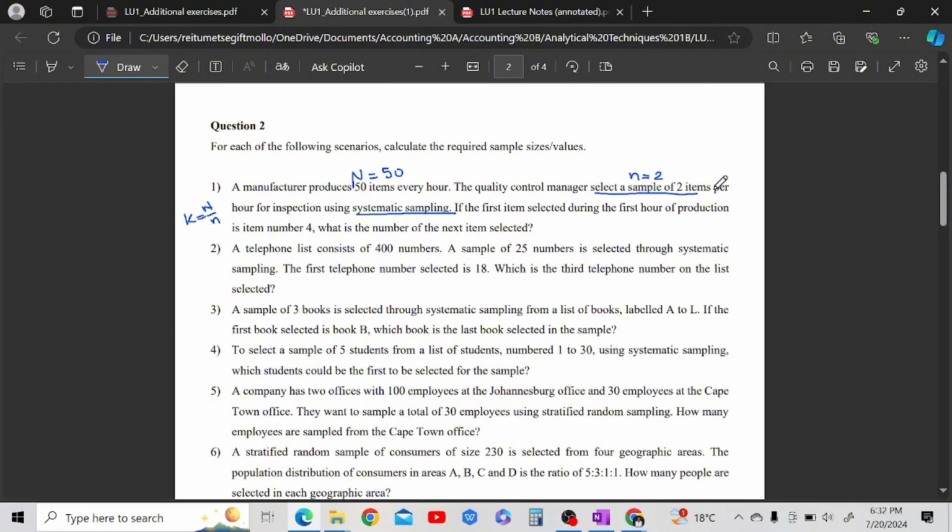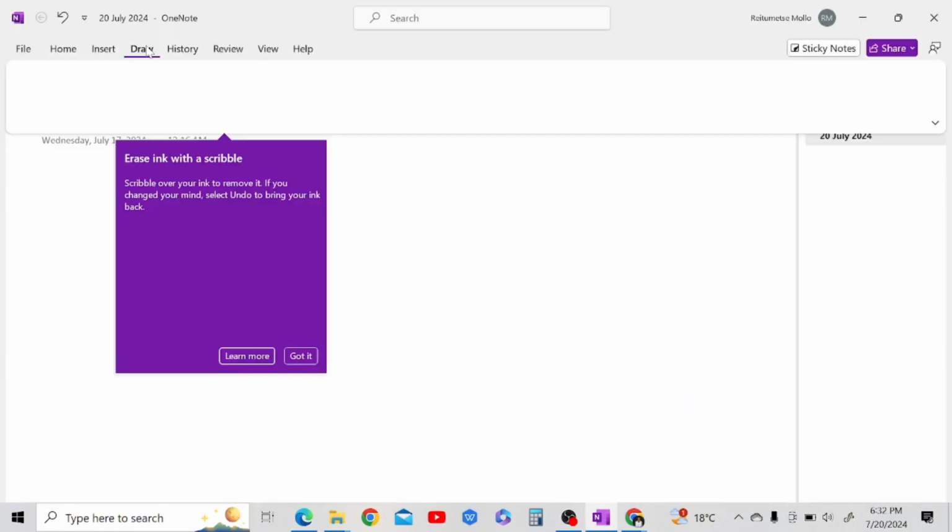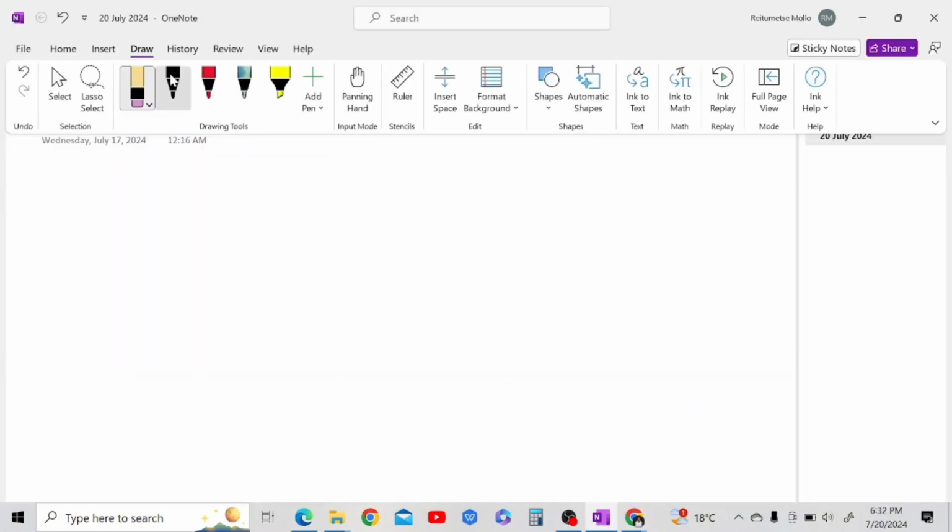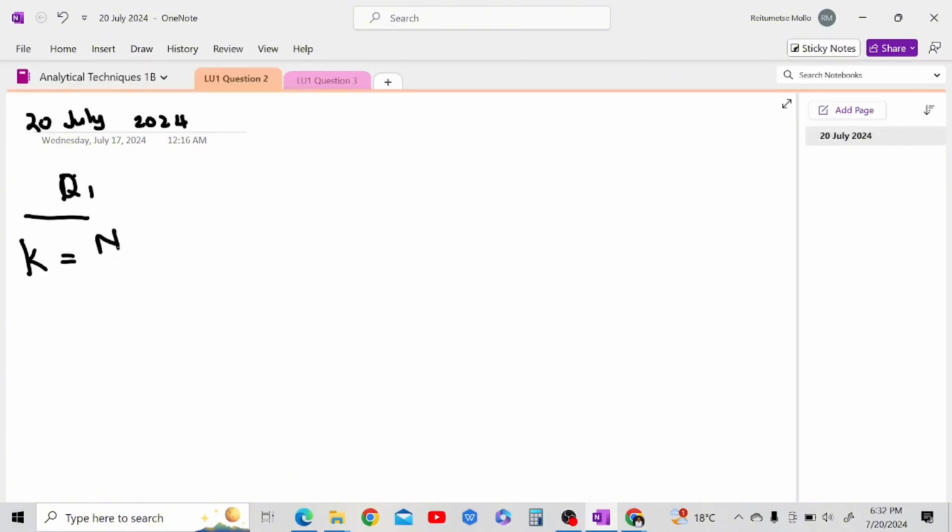To find out what is our K, we're gonna do this. Okay, there you go. So let us find out what is our K. This is question 1. K is going to be equal to capital letter N divided by small letter n. Your capital letter N is 50, your small letter n is 2, so our K is 25.